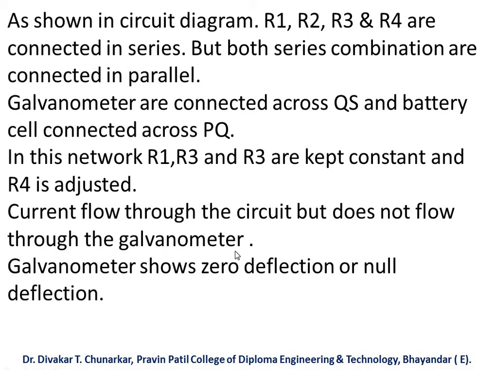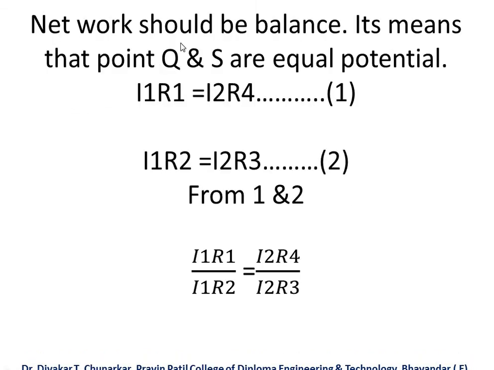It means that the galvanometer gets null deflection or zero deflection. So the galvanometer shows zero deflection. The network is balanced. It means that points Q and S are at equal potential.